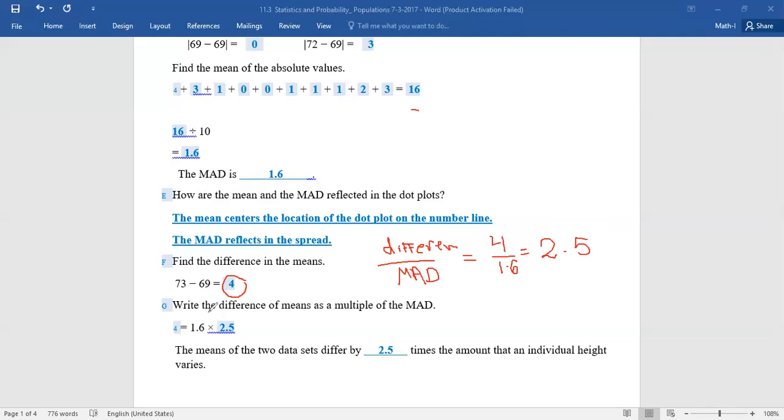Okay. Then when it says write the difference of means as a multiple of MAD, the multiple of MAD, when you multiply it by 2.5, will give you the difference of means. The difference of means was 4, right? As a multiple of MAD, 4 equals MAD multiplied by 2.5. So the means of the two data sets differ by 2.5 times the amount the individual heights vary. Okay, so this is how you compare two sets of data by using the mean and the MAD.